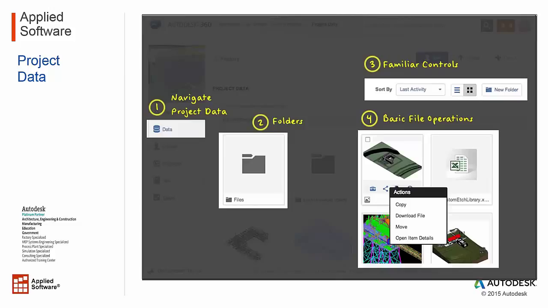A360 Team also contains folders and project files that allow you to look at things just like in Windows Explorer. You can just navigate your files and look at the files and move them around and organize them any way you want. The controls are very familiar. You can look at it as a list or as icons. And right-clicking on something will give you options to either copy, download, move, or open certain items.